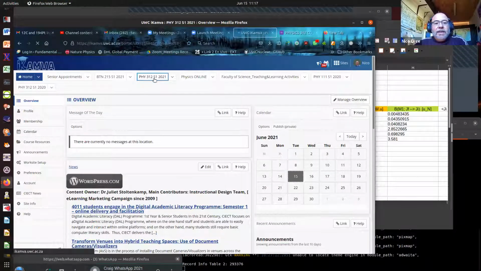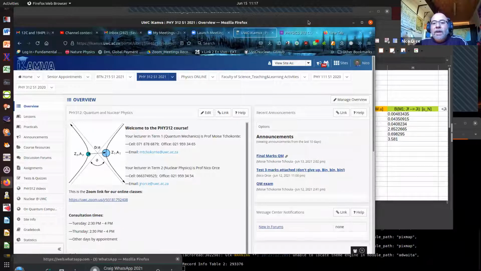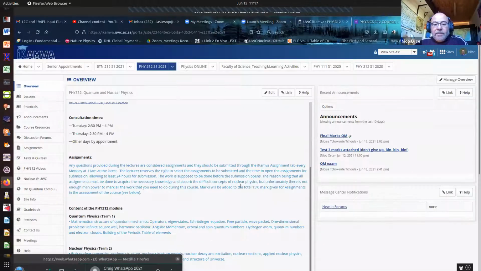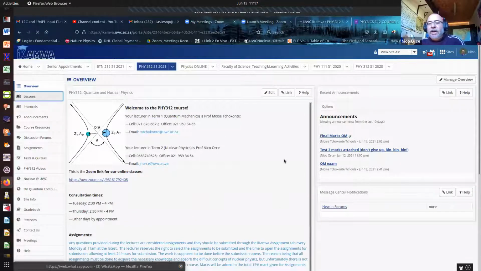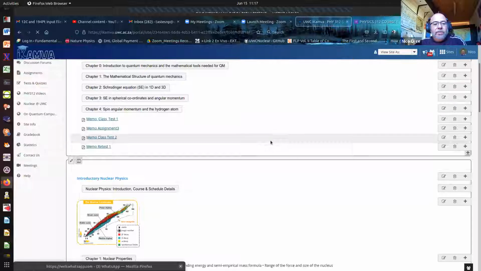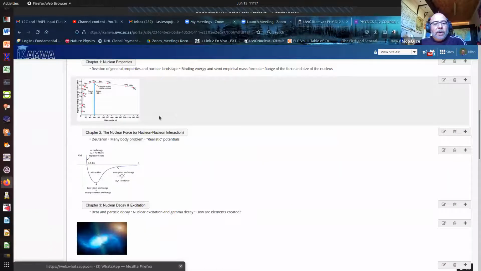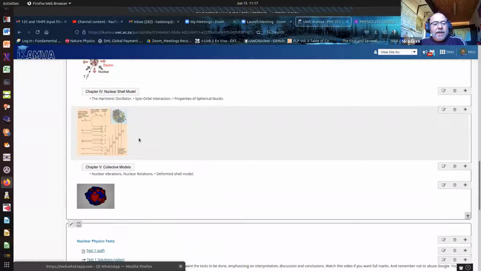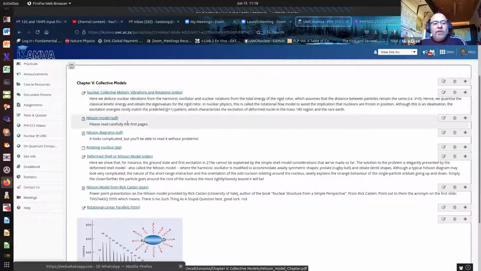We go to our Physics 312. I have put it at the end, on lessons, right? So in lessons, you have everything. You go to lessons, you have Prof. Moi's part, and then here comes my part with the different chapters. Here you have the lecture notes, the video, and the Nielsen model chapter. You just have to read the first pages, as I say. You have the Nielsen diagrams that you can always go through.